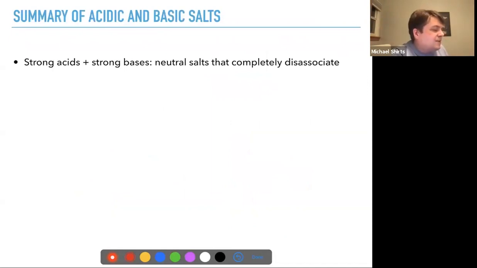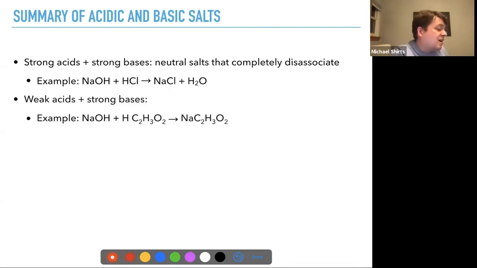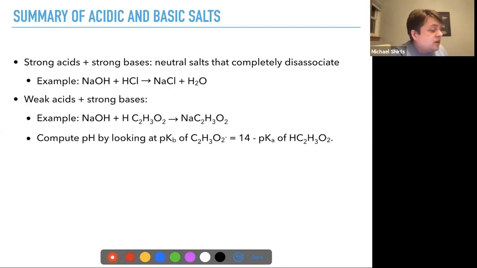Strong acids plus strong bases make neutral salts that completely dissociate. Example: sodium hydroxide reacting with hydrochloric acid gives sodium chloride plus water. Weak acids plus strong bases: sodium hydroxide reacting with acetic acid to make sodium acetate. We can compute the pH by looking at the pKb of the acetate ion, which is just 14 minus the pKa of acetic acid, right? And then we can just treat it as a base equilibrium problem.